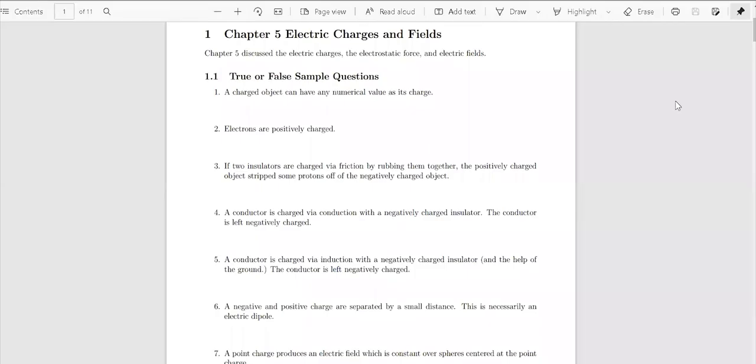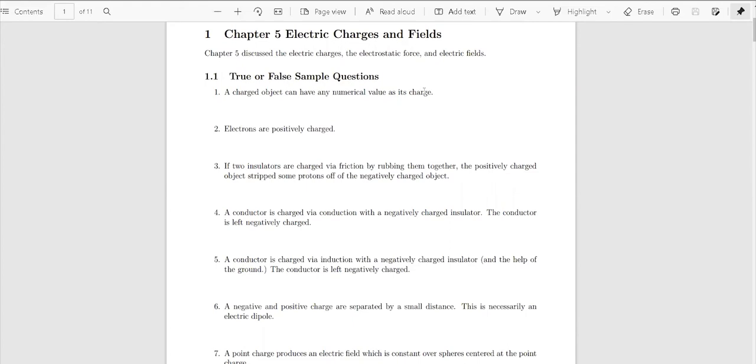All right, hey guys, we're going to start off by looking at chapter 5. So we'll start with these true or false questions. The first one says, a charged object can have any numerical value as its charge. This is false because charge is quantized.